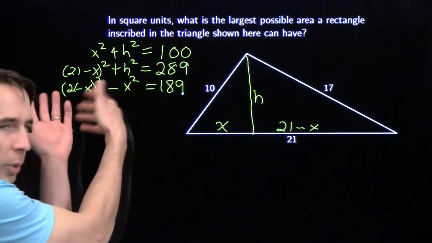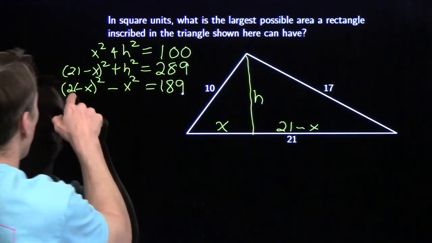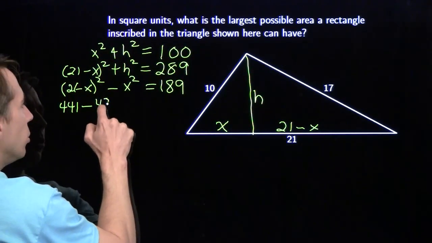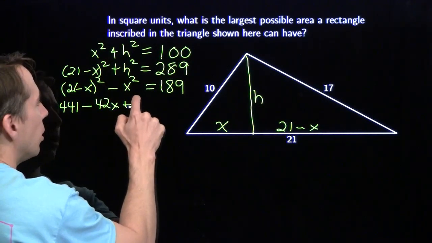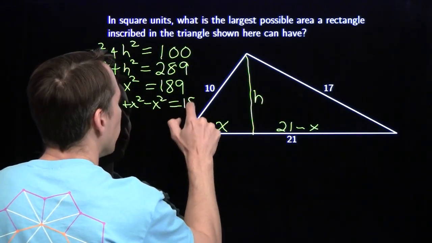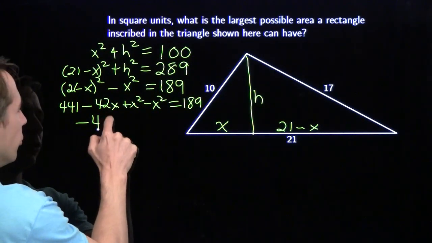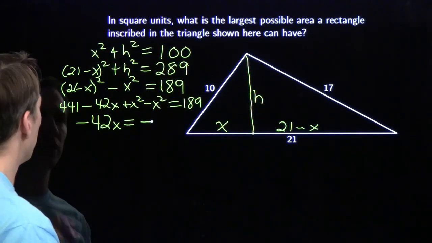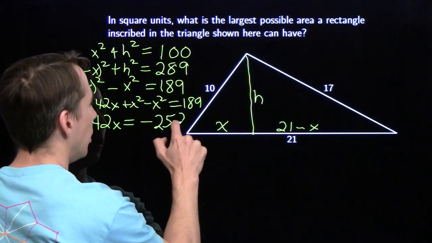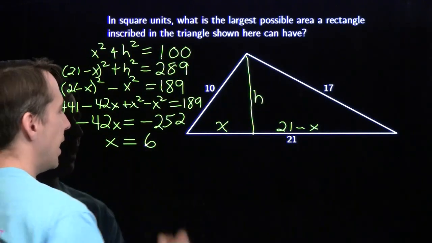189. Now I could use my difference of squares factorization to simplify this. But I can just multiply this out, so let's go ahead and multiply it out. 21 squared is 441, minus 2 times 21, which is 42, times x, plus x squared minus x squared, and that's convenient. We no longer have a quadratic. That makes me happy. This is 189. And these two cancel out nicely, and we're left with negative 42x equals negative, yikes, 189 minus 441. That looks like 252 to me. And sure enough, divide by negative 42, we get x is 6.